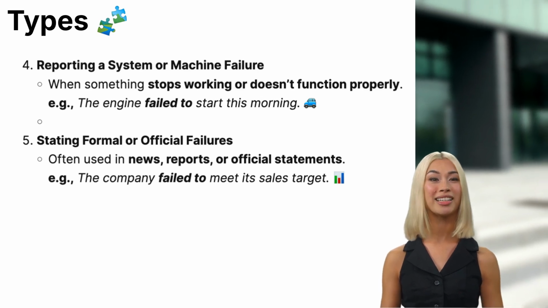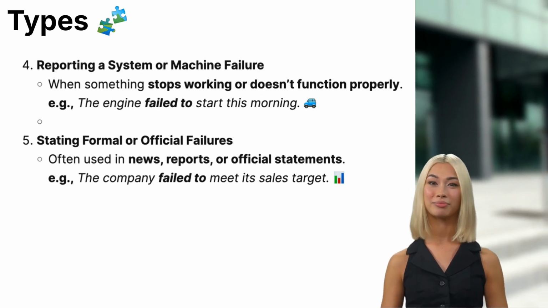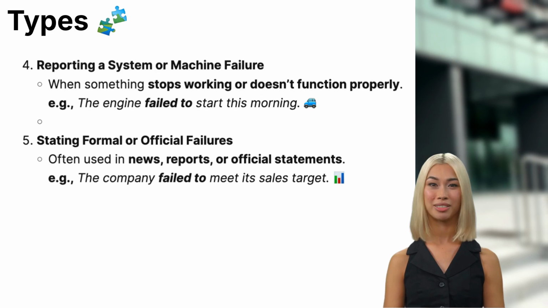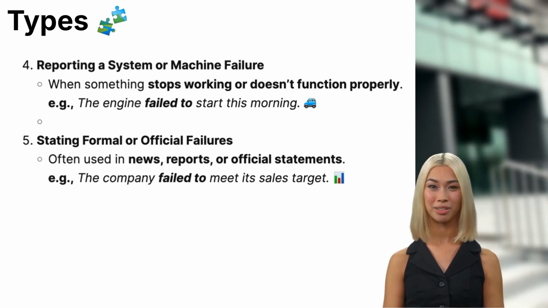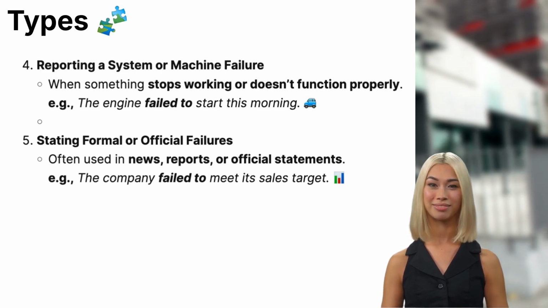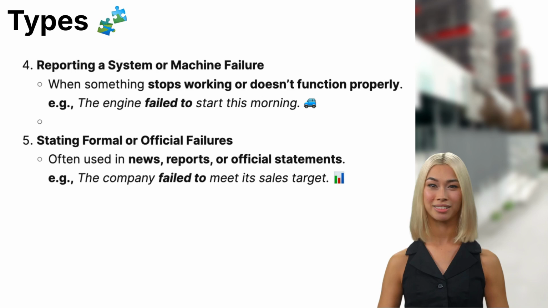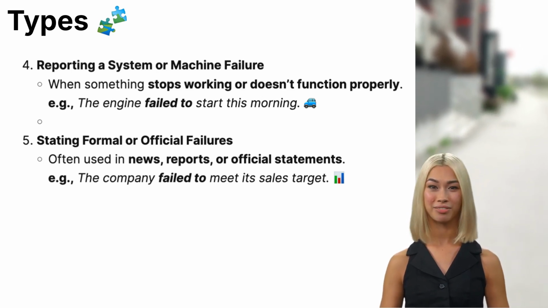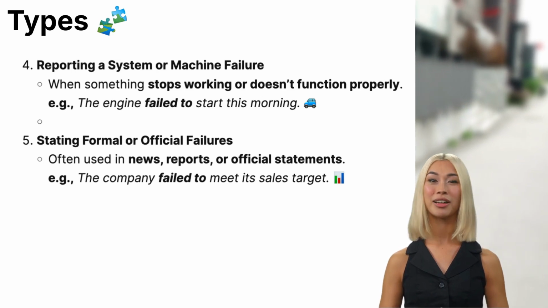4. Reporting a system or machine failure. "Fail to" is also common when talking about machines or technology that don't work properly. Example: "The engine failed to start this morning." This means the engine didn't work as expected. More examples: "The computer failed to save the file." "The heater failed to turn on."